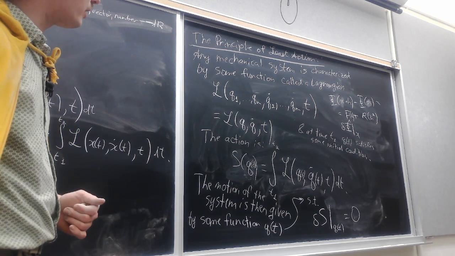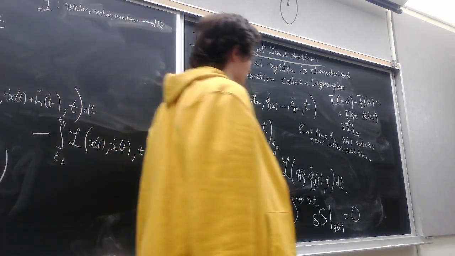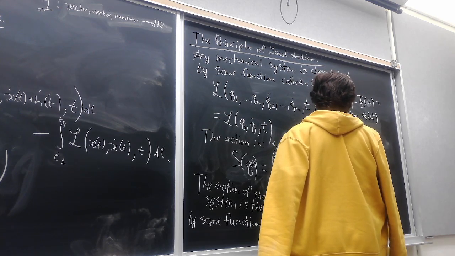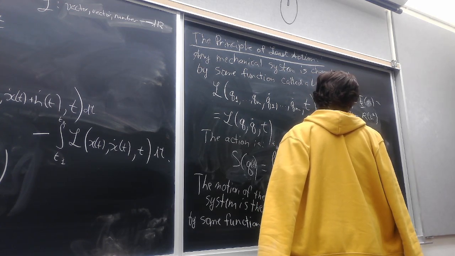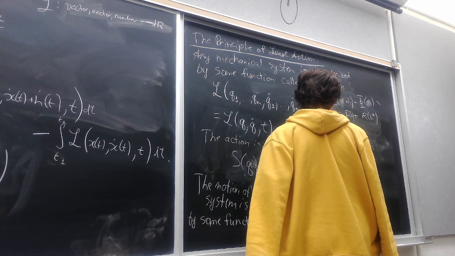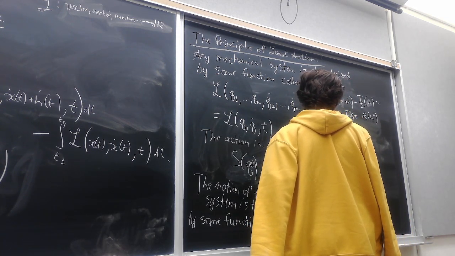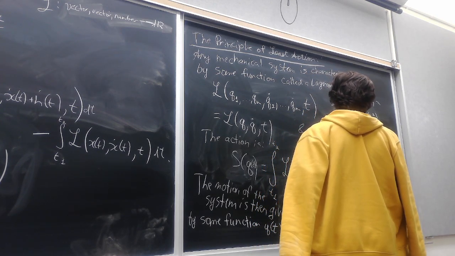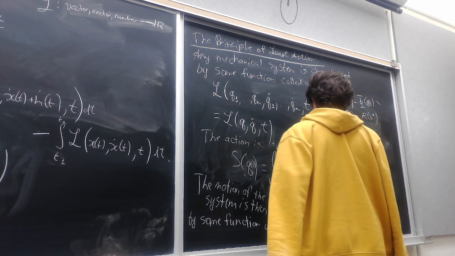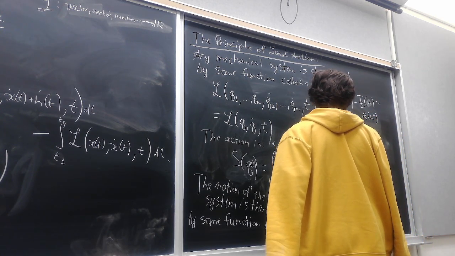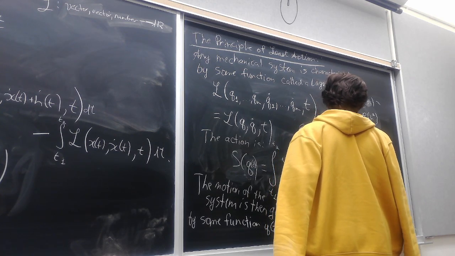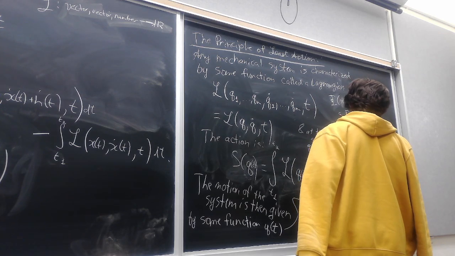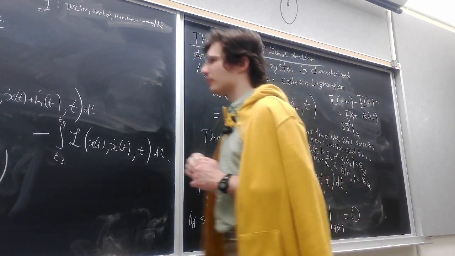No, you also want a boundary condition on the edge. So satisfy some initial condition at times t1 and t2: q of t1 is equal to some q1 and q of t2 is equal to some q2, and q dot of t1 is equal to some q1 dot and q dot of t2 is equal to some q2 dot. Okay. So it was a bit imprecise.